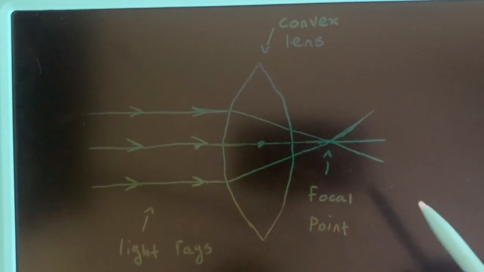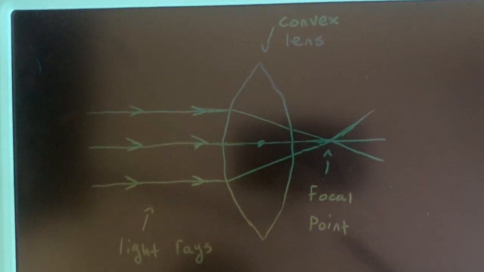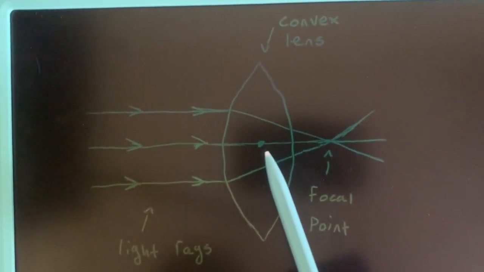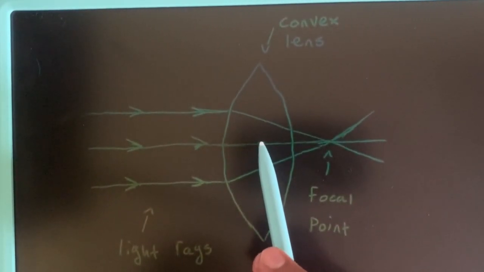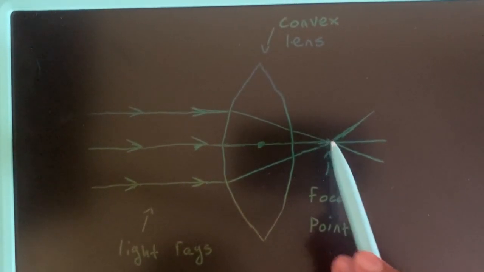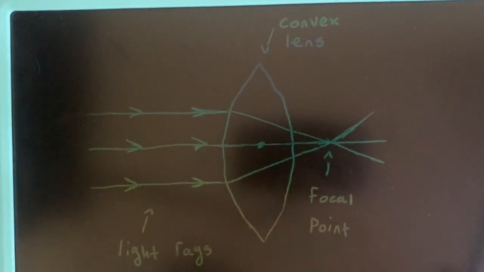Well, what's the focal length? The focal length is simply the distance from the center of the lens all the way to the focal point. So this center of the lens here all the way to the focal point, that would be the focal length.